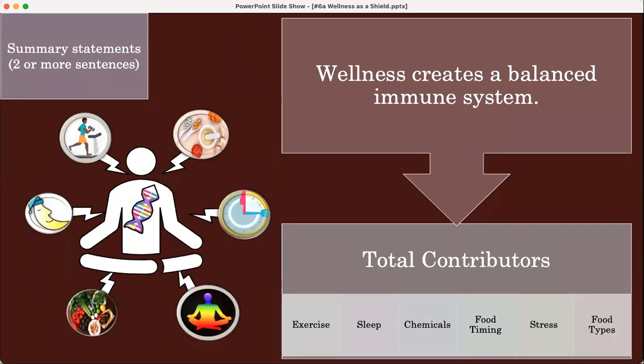So a summary statement for the topic I've presented. Wellness creates a balanced immune system, and the total contributors for a balanced immune system include exercise, sleep, looking at the chemicals that you take in, the supplements, food timing, so intermittent fasting, stress, and the food types that may include some of the emulsifiers, highly processed foods. And this is the summary of creating a balanced immune system.